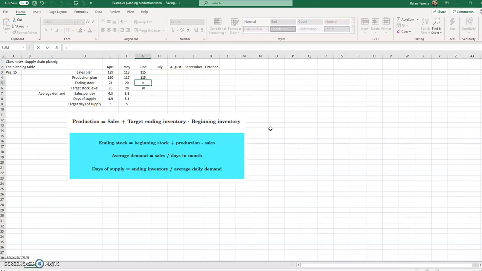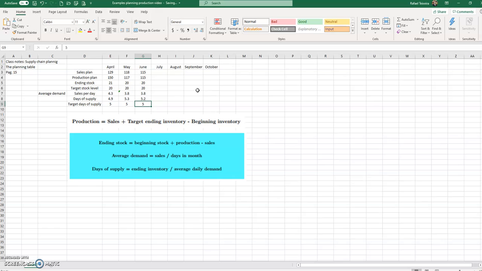My ending stock will be equal to my beginning stock, which is what is left from May, plus my production minus my sales. My sales per day is equal to everything that I'm planning to sell divided by the number of days in the month, which is 30. So it's 3.8. My days of supply is equal to my ending stock divided by my sales per day, which is 5.2. My target days of supply is given in the problem, by the company, and is 5 days.